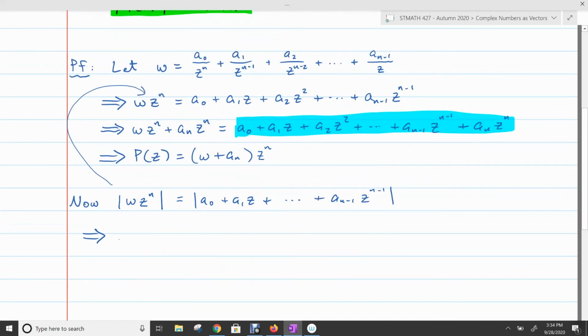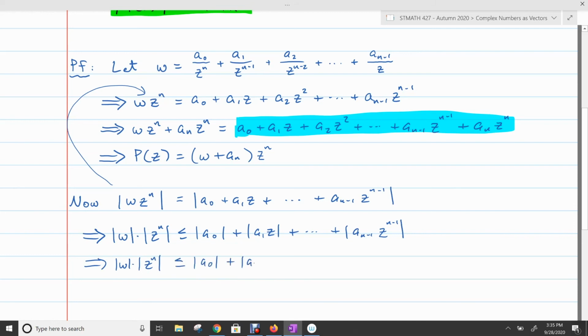On the left-hand side, remember we had this property that says when you're taking the modulus of the product of two complex numbers, you can write that as the product of the moduli separately. On the right-hand side, I could apply the triangle inequality and say this is less than or equal to the sum of those individual moduli. And then I could break that up a little bit further and write it as modulus w times modulus z to the n is less than or equal to modulus a0, modulus a1 times modulus z, all the way up to modulus a n minus 1 times modulus of z to the n minus 1.